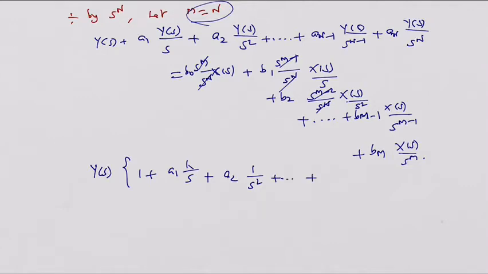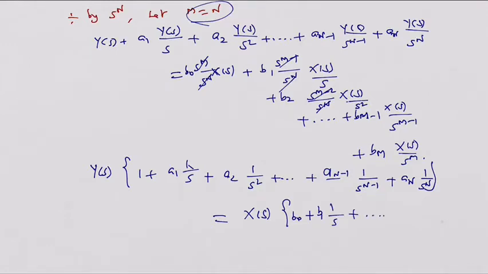You can notice the last term will become a n minus 1 into 1 by s power n minus 1, plus a n into 1 by s power n, which is equal to b naught. Let me take x of s outside as a common factor. So x of s is taken outside, and this will become b naught plus b1 times 1 by s plus b2 times 1 by s squared, etc. The last but one term will become b m minus 1, 1 divided by s power m minus 1. The last term of this expression is b m into 1 by s power m. You can notice how the equation is rewritten.